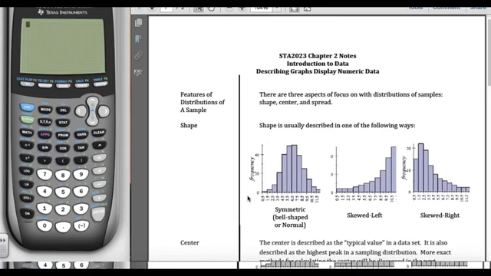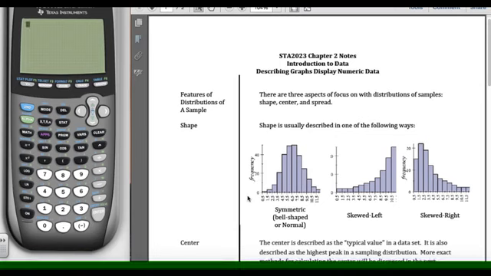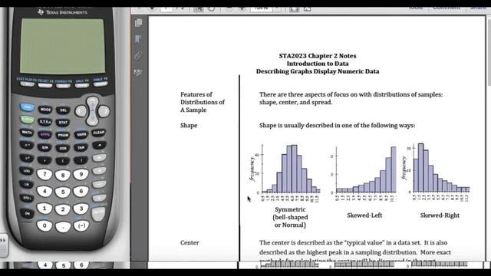So far in Chapter 2, we've discussed three ways to display numeric data: with a dot plot, with a histogram, or with a stem plot. In this video, we want to talk about the features of these displays that we can discuss. And there are three aspects we're going to focus on: the shape, the center, and spread.